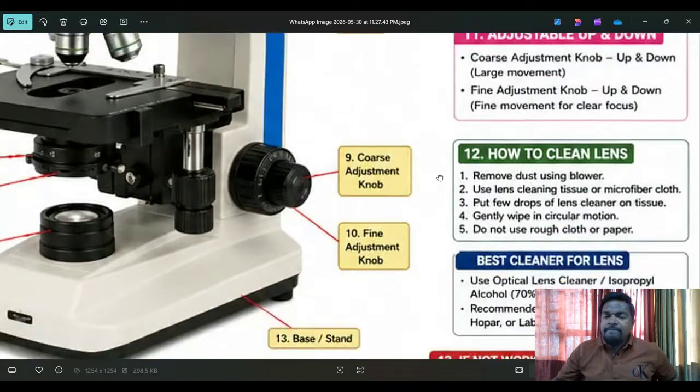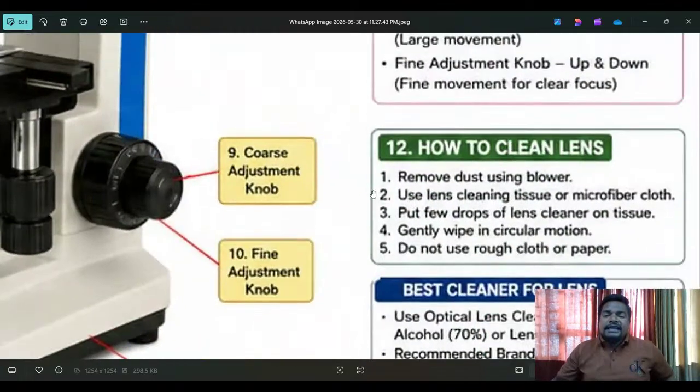Adjustable things. Next, 12th point. See here, how to clean the lens. This is the major challenge of every biomedical engineer. See here, this is the microscope. More challenges are there. Sometimes what happens? A biomedical engineer attends the call, it was better before, but after cleaning it is completely worse.